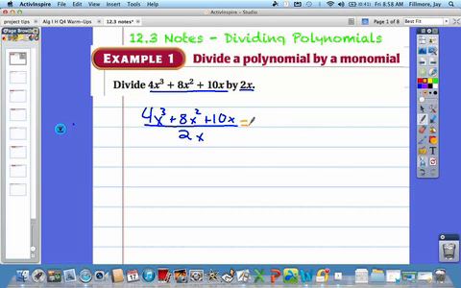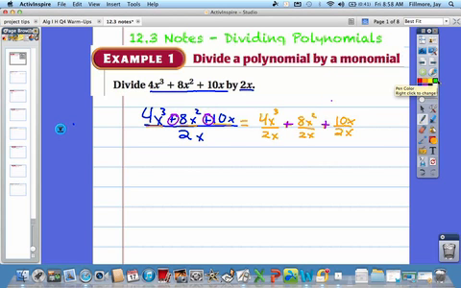So what we can do is divide each term in our numerator by our denominator of 2x. In other words, I can kind of split apart this fraction like 4x cubed over 2x plus 8x squared over 2x plus 10x over 2x. I'm dividing each term by the denominator. Now the reason why I know these are going to be addition signs is because these are addition signs in my polynomial. If one was subtraction over here, it would also be subtraction over here. Okay? So let's start simplifying.